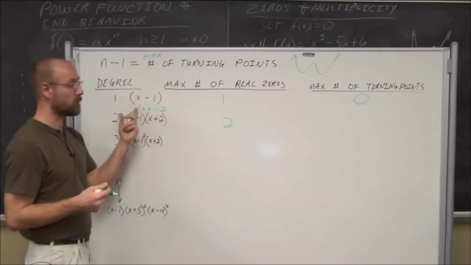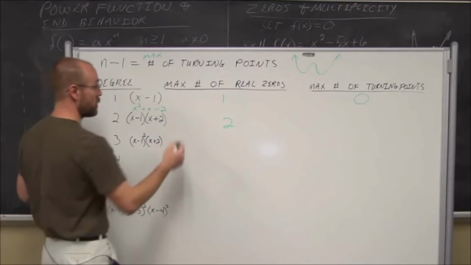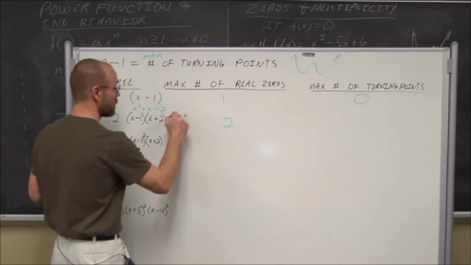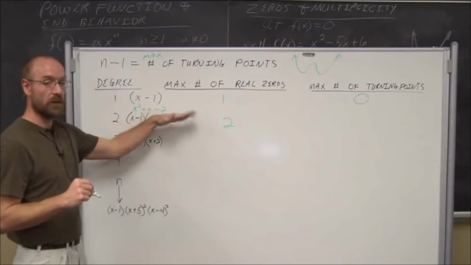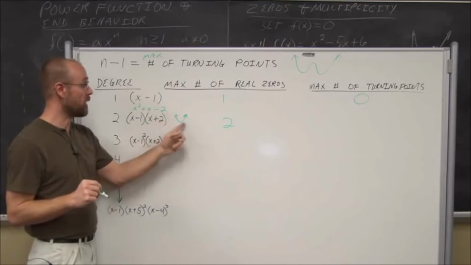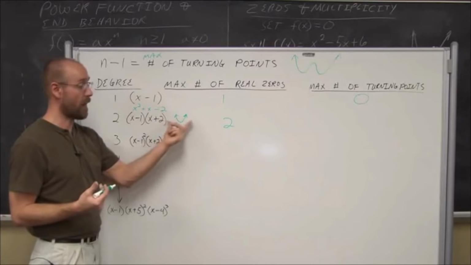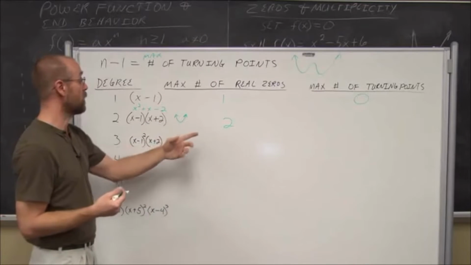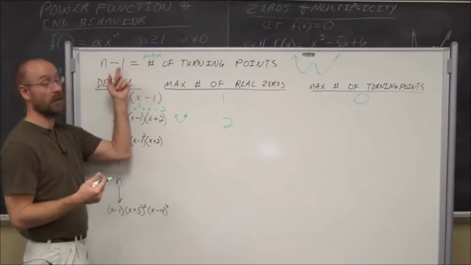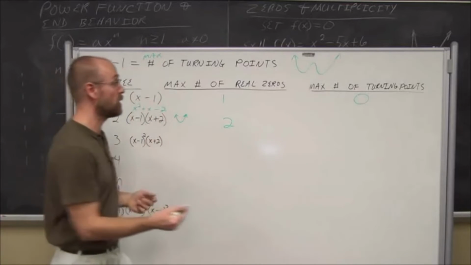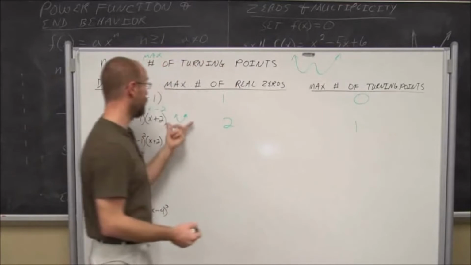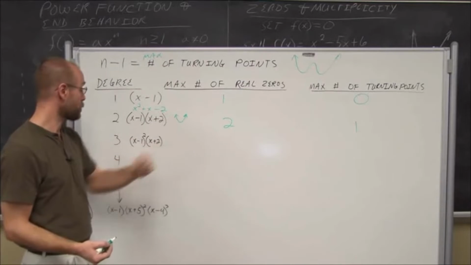Well, let's think about this. This is a parabola. Its shape, I'll just sketch it right there, goes from decreasing to increasing, which means it has 1 turning point. Well, that's why a parabola has this shape. Its max number of turning points is n minus 1. Well, 2 minus 1 is 1. 1 turning point forms a parabola.